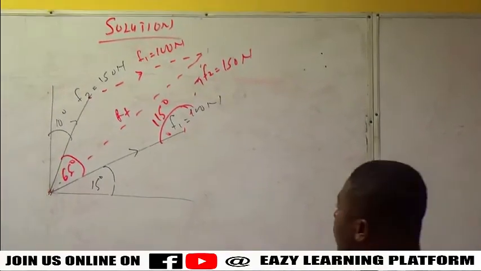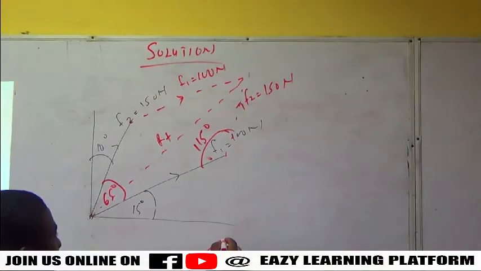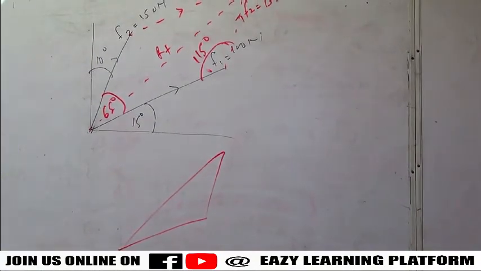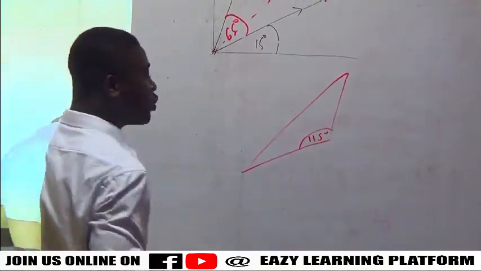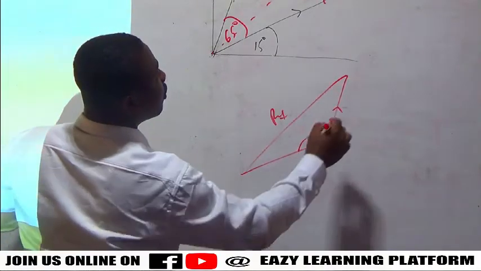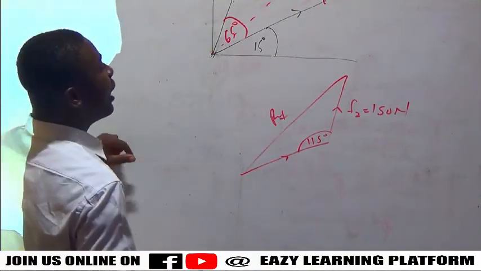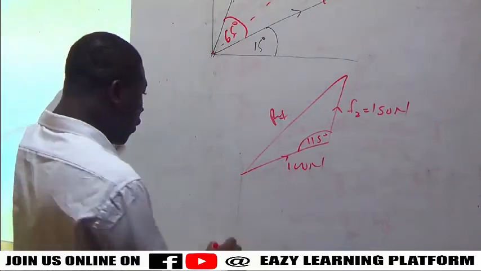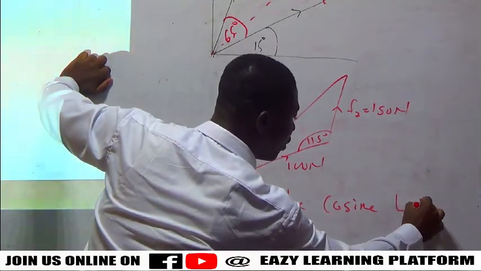Okay. So now, I want to work with this triangle. So I represent this triangle this way, so that I can now apply my sine rule and cosine rule. I can do it straightforward, but I want to break it down further for you to understand. So that is 115 degrees. This is my RF. Now this will be my F2, that is 150 Newton. This side is F1, which is 100 Newton. So using the cosine rule, using the cosine law, what do we have?